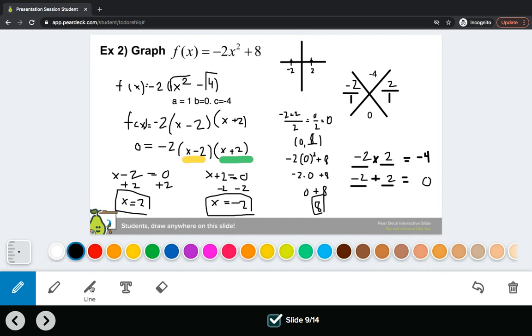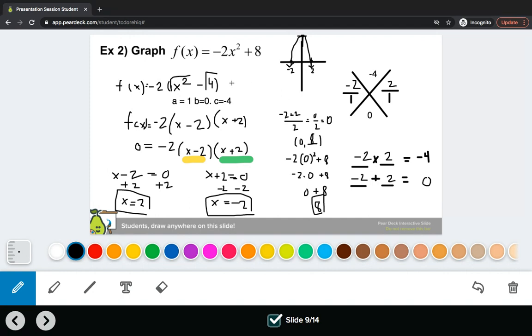We'll say 8 is about here. So if I make my point there, this is 0, 8. And then again, I just want to connect all three of my points to create my parabola. This parabola concaves down, which makes sense because notice if we look at our a value from the original problem, it's a negative 2. So because it's a negative number, it should be opening down.